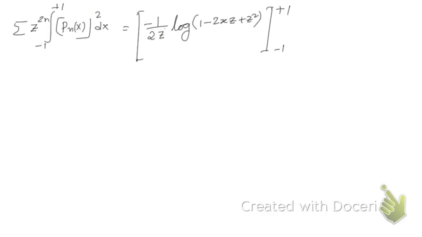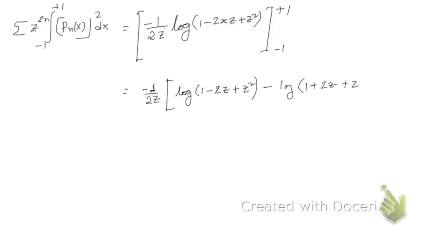Okay, -1 to +1. So now you see, if you replace the x by 1, then you're gonna have log of 1 minus twice z plus z square, the upper limit, minus log of, if you replace the x by -1, 1 plus twice z plus z square, right? So first put the upper limit, then put the lower limit, and the results should be subtracted like this, and this is what we have got.